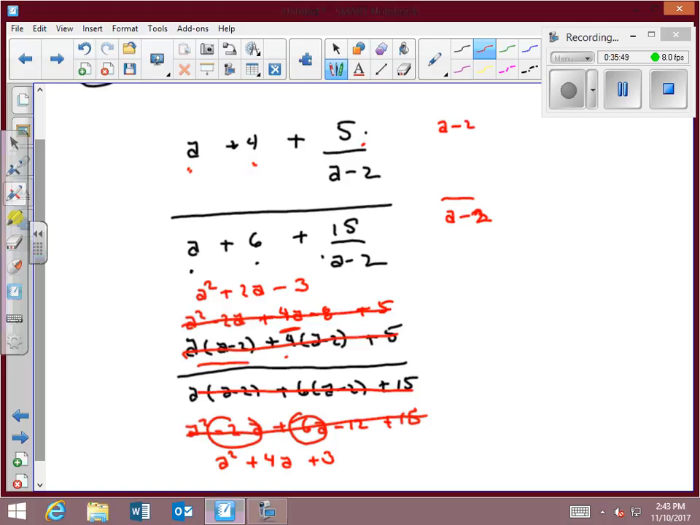Now what I'm going to do is I'm going to write my result because it's kind of a long ways away. I got A squared plus 2A minus 3 over A squared plus 4A plus 3. Now what do we have to do? Try and factor the numerator and factor the denominator, right? So it's ready to be factored by trial and error. That's the only way we can do it, right?